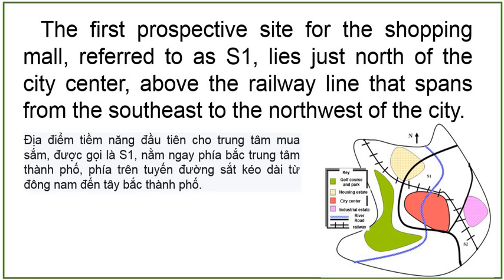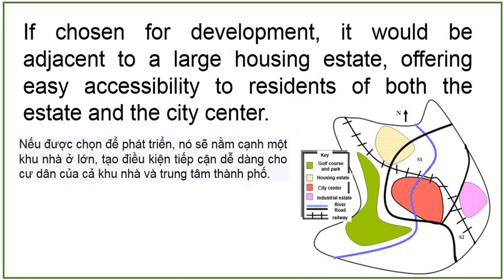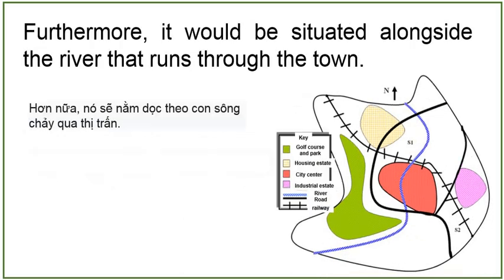Above the railway line that spans from the southeast to the northwest of the city. If chosen for development, it would be adjacent to a large housing estate offering easy accessibility to residents of both the estate and the city center. Furthermore, it would be situated alongside the river that runs through the town.